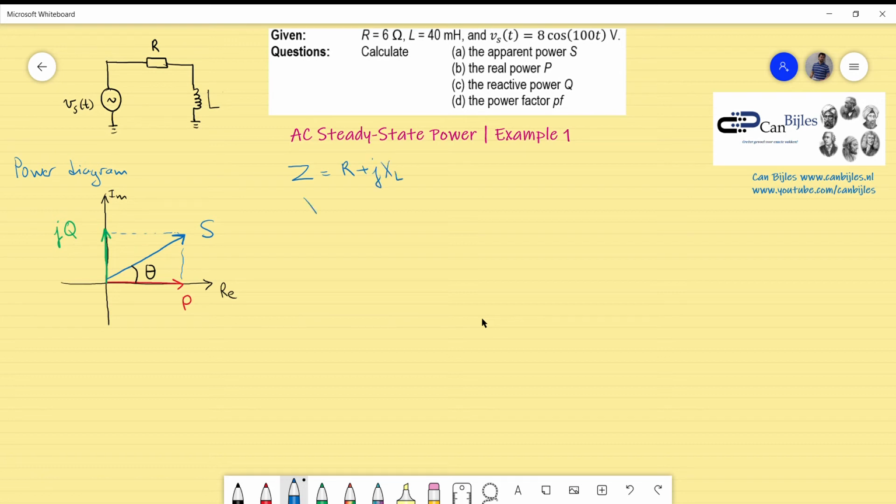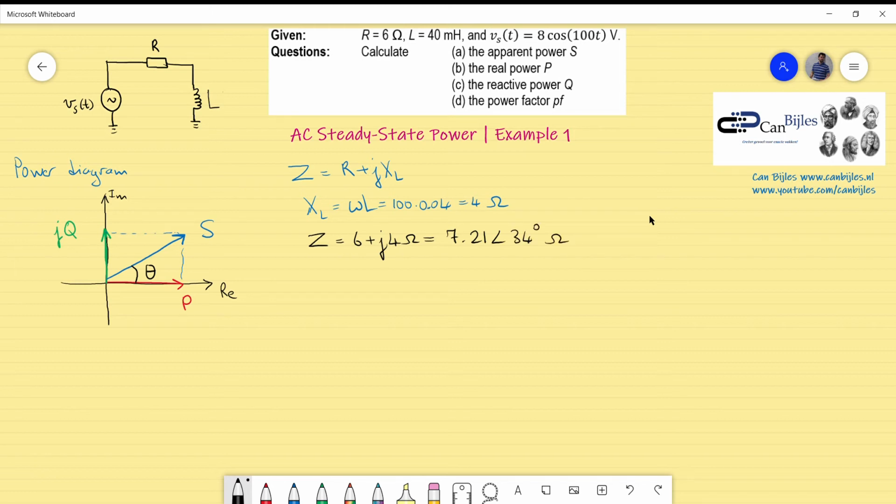What is XL? XL is the reactance of the inductor, which is omega times L, and omega is shown here in the voltage source expression, 100, and the value of L is 0.04, 40 millihenry. If I substitute those values, I will have 100 times 0.04, which will result in 4 ohms. So that will bring us to the following expression for Z. Z will be 6, which is already given for the resistor, plus J4 ohms. I will convert this to polar notation, which will allow us to calculate the other unknowns. That will be 7.21 phase 34 degrees in ohms.